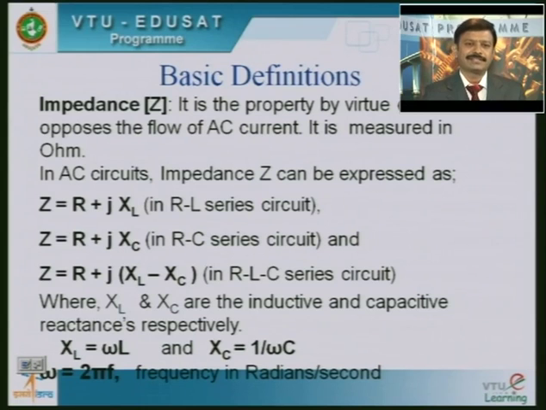XL can be written as omega L and XC can be written as 1 by omega C. Omega can be computed as 2 pi f. F is the frequency in hertz and omega is the frequency in radians per second. Impedance is the most important parameter in series resonance as well as in parallel resonance.